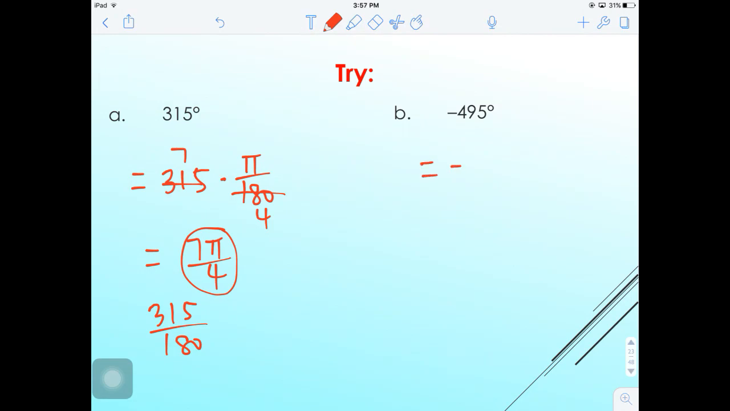Negative 495 is the same thing, times pi over 180. Again, using the fraction to reduce it, you should get 11 and 4. So the answer is negative 11 pi over 4.